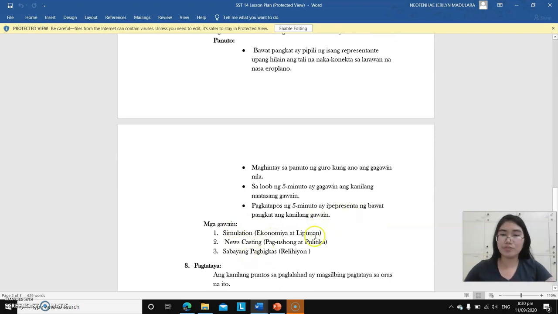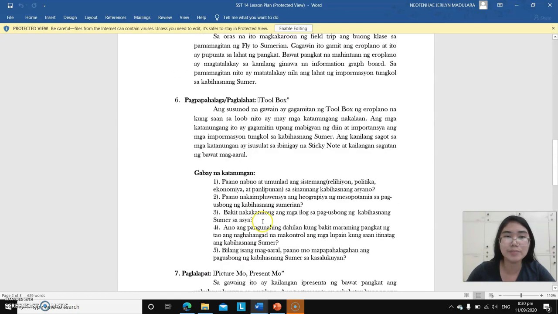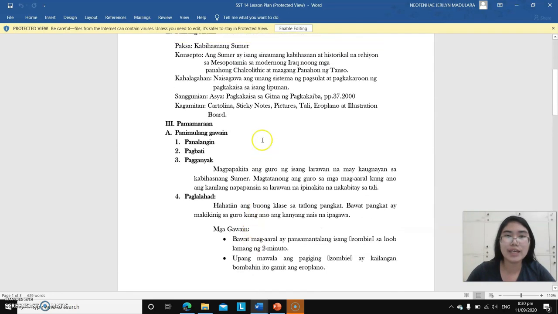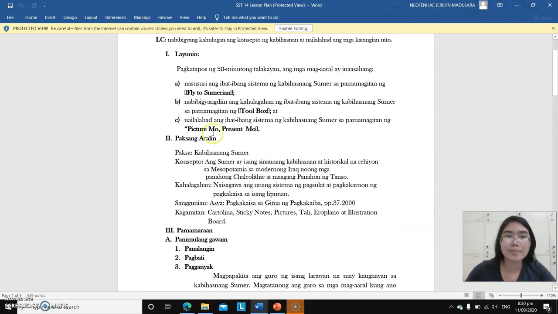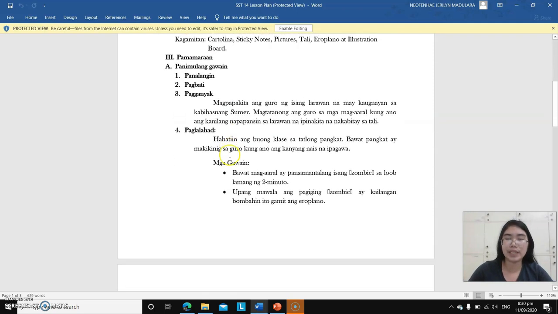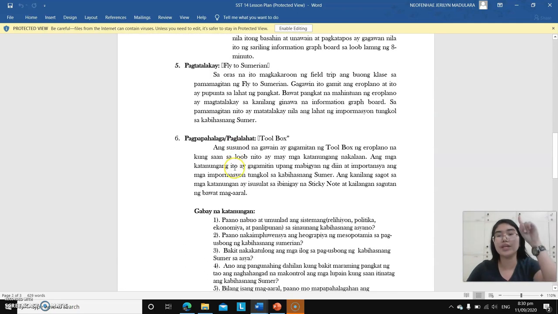In terms of different aspects of Sumer civilization, simulation, ekonomiya at lipunan, newscasting, kausbong at politika, sabayang kabigas, relihiyon. So different systems, we have here attained yung letter C, na ilahad ang iba't ibang sistema ng kabias ng Sumer, present mo, picture mo. So objective number 3 is attained.